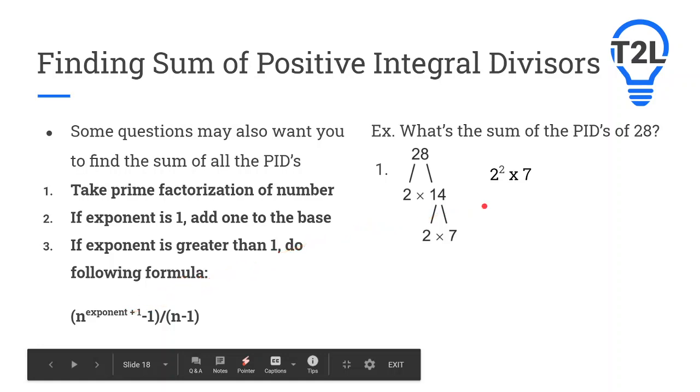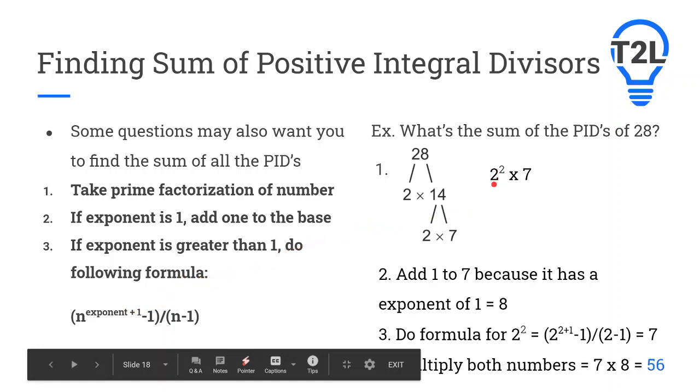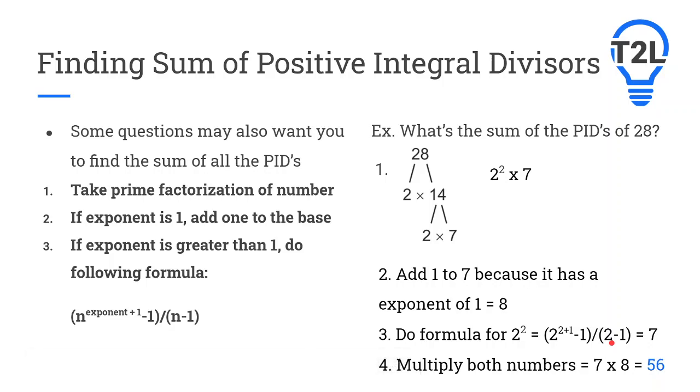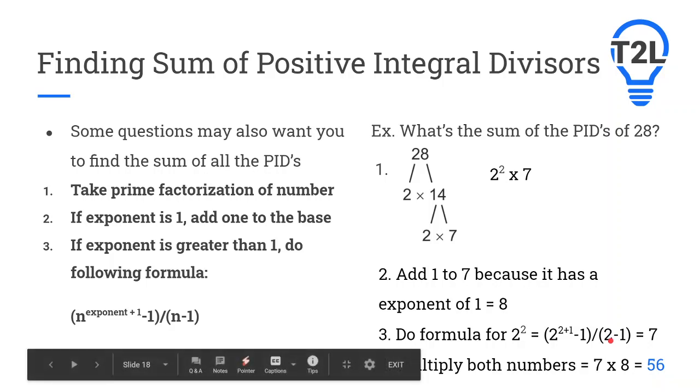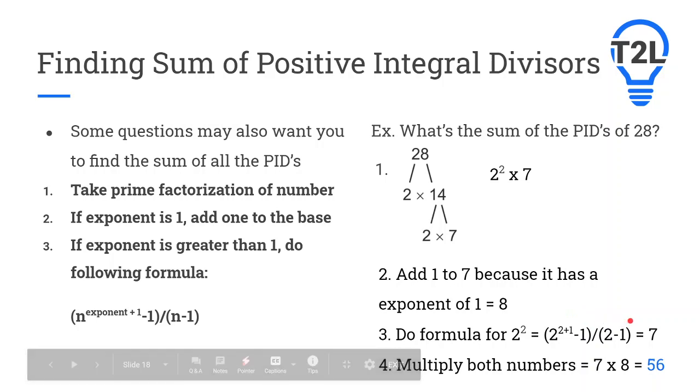So n is basically the base, so 2. So the formula for 2 squared would be 2 raised to the exponent plus 1, so 3, and 2 to the third power is just 8, and then you minus 1, so that's 7, divided by n minus 1, which is the base minus 1, and the base is 2, so 2 minus 1, and then 7 divided by 1 is just 7.